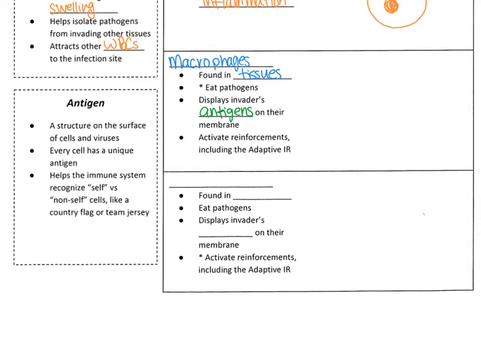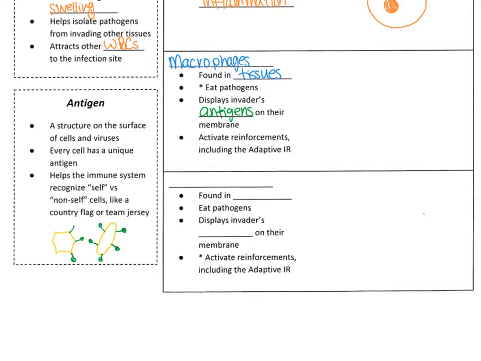Let's talk a little bit about what antigens are. An antigen is a structure on the surface of a cell and on viruses. Every cell has a unique antigen. Antigens help the immune system recognize self versus non-self cells, like a country flag or a team jersey. So for example, if we were to illustrate a bacterial cell, or a virus, on the surface of every type of these cells, we would find a specific protein sticking out of the surface, and this protein is called an antigen.